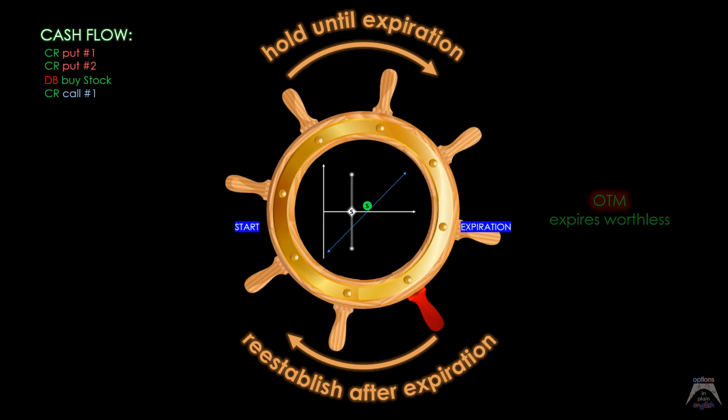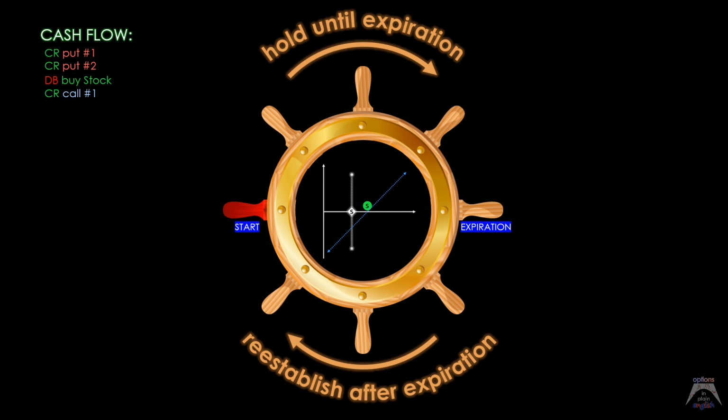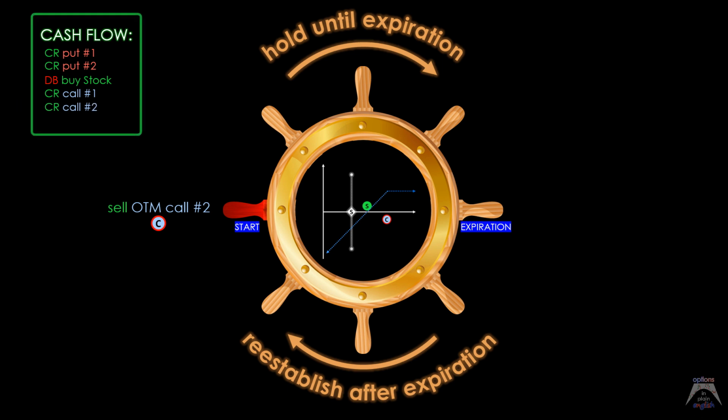When we get to re-establish our position, we apply the same logic, and since we are long the underlying, we sell an out of the money call to turn it into another covered call, and include the credit we got for this call, in this case referred to as call number 2.